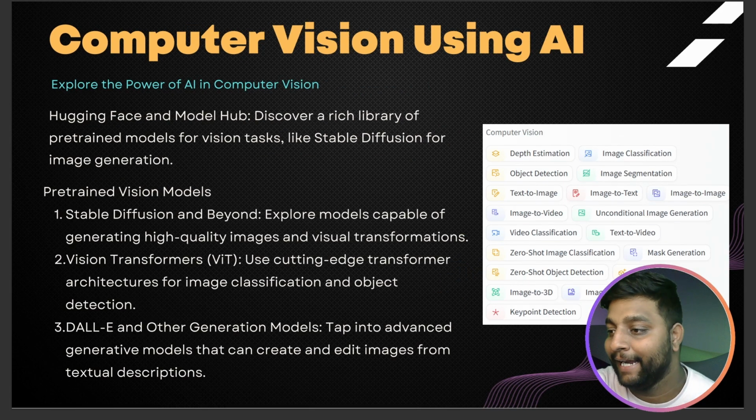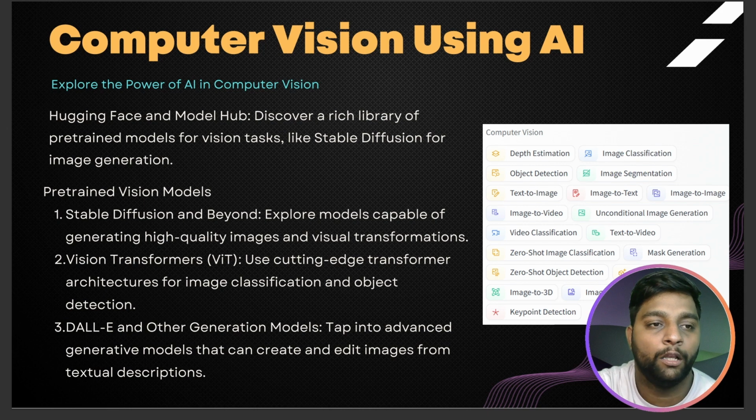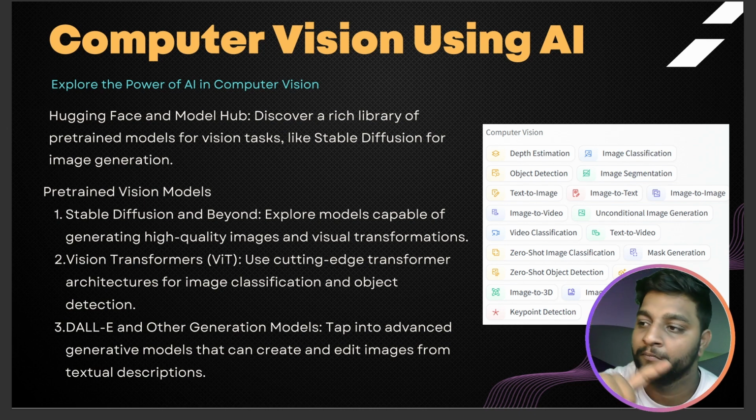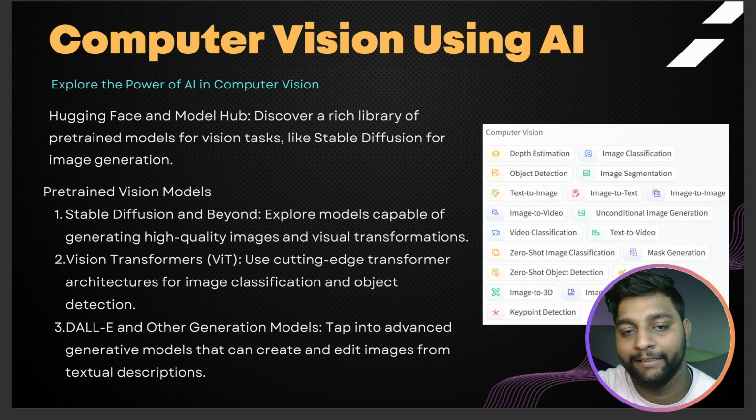Computer vision using AI, the bonus point, which I told you all. Here we are exploring the power of AI in computer vision. Hugging Face and Model Hub offer a rich library of pre-trained models for vision tasks like stable diffusion and image generation. So the image you are seeing right above me, whatever things you are having there, these are computer vision related, and this is actually available in Hugging Face models.